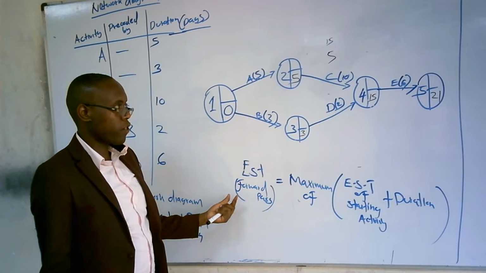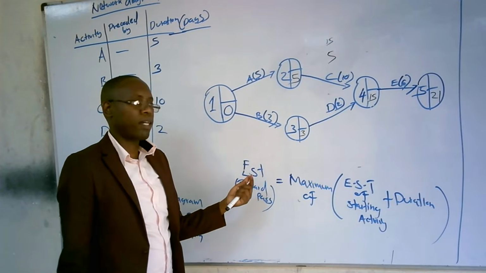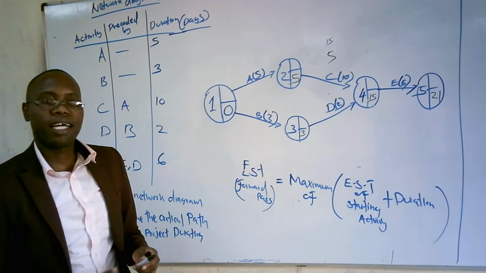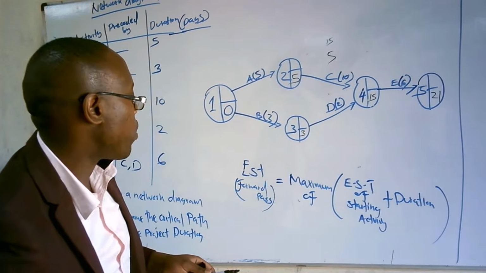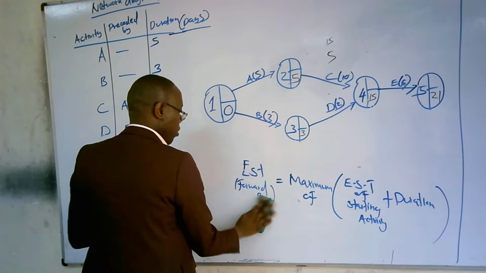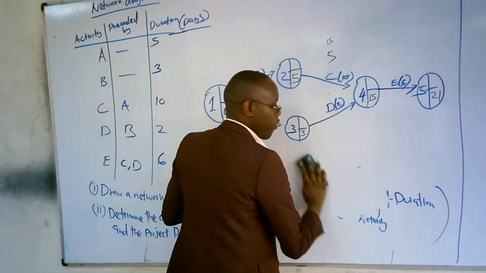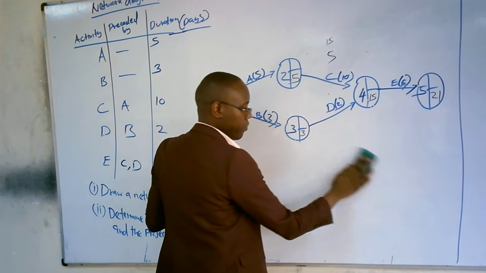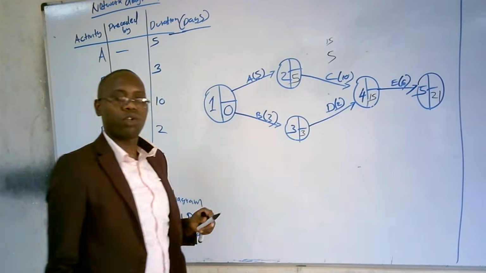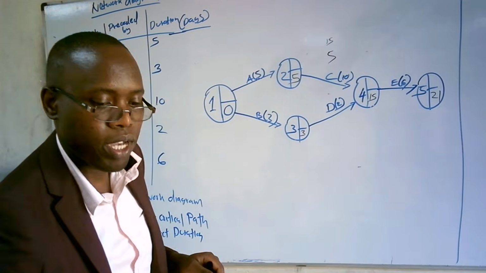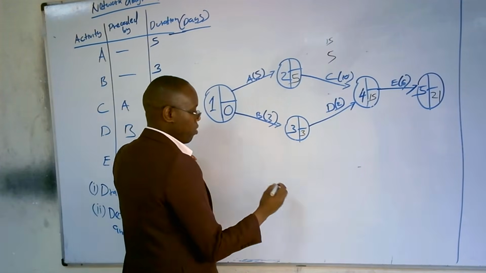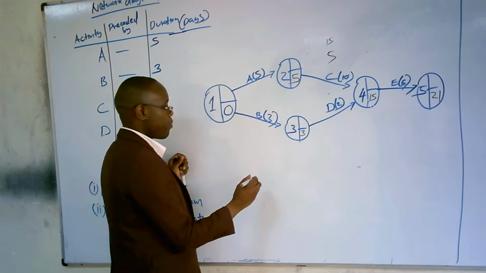So now, we want to be able to get the backward pass. And how can we find the backward pass? If we want to find the backward pass, this is what we are going to do. And this is the formula that we are going to use.